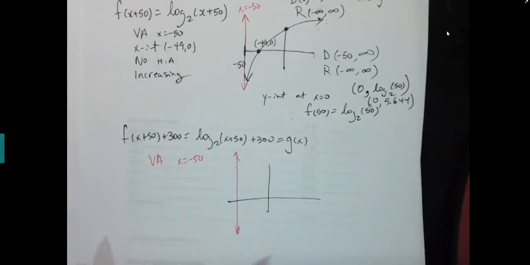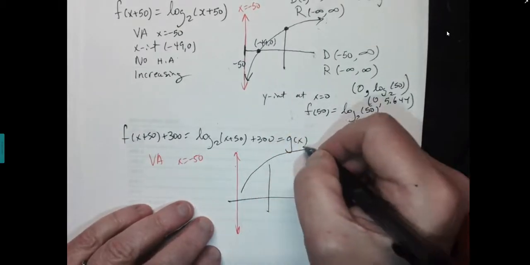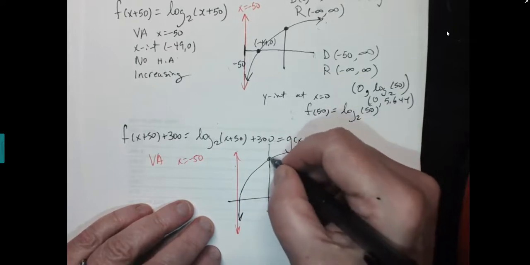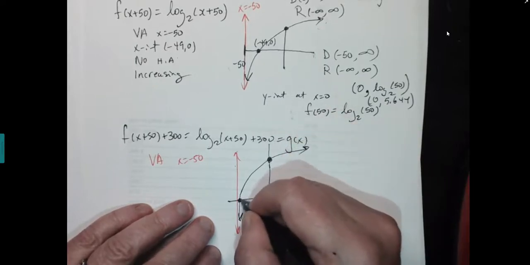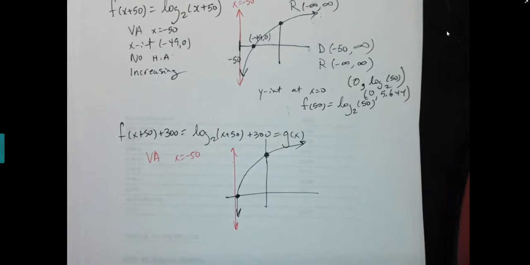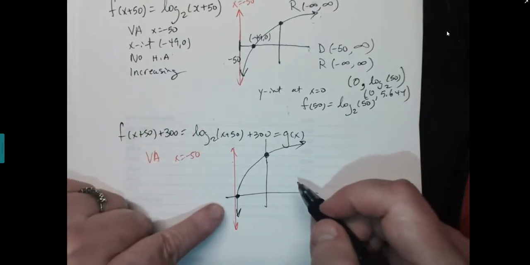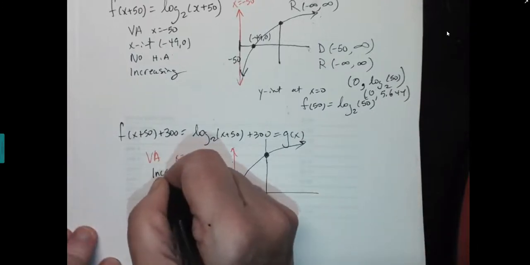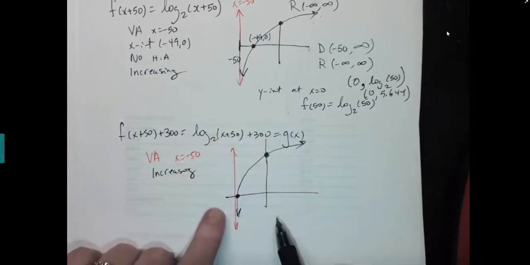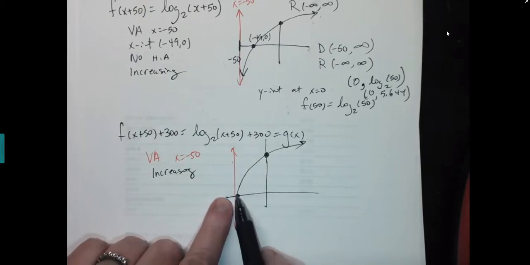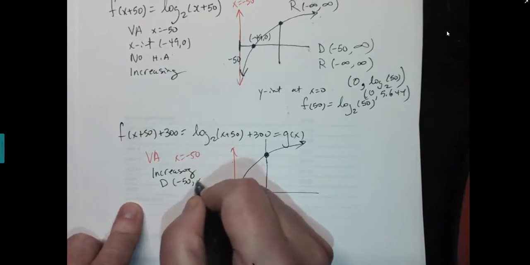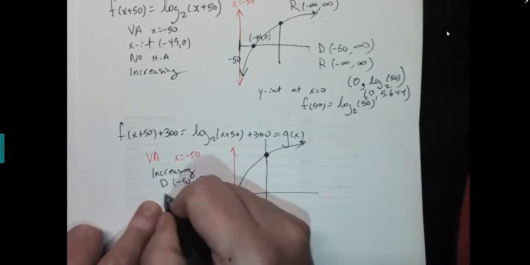Okay, but if I shift this 300 units up, okay, then going left to right, I'm still increasing. My domain is still negative 50 to infinity. My range is still negative infinity to positive infinity.